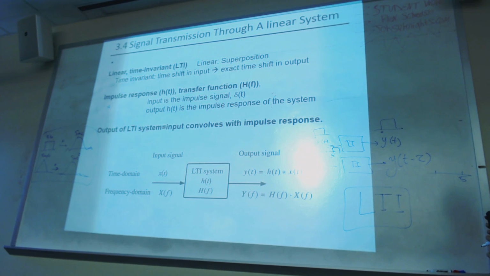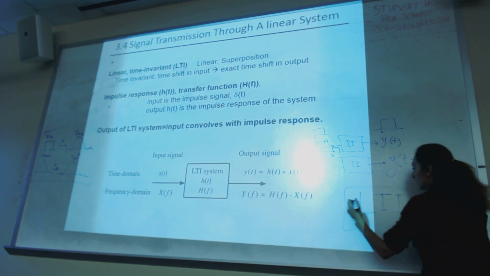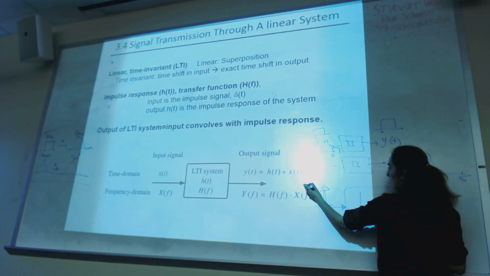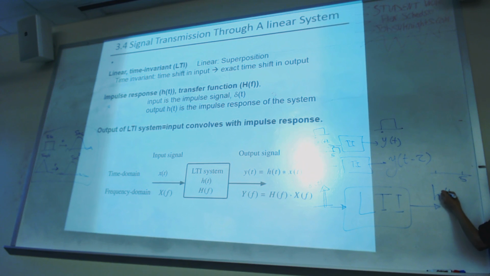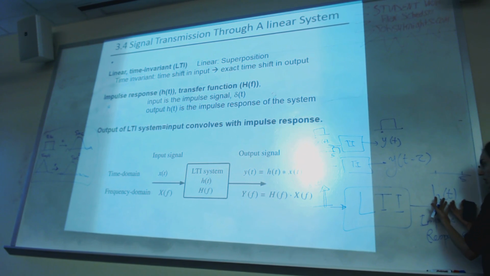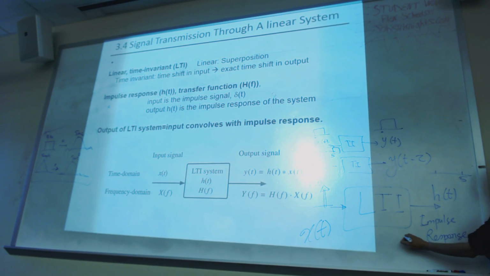Linear time invariant systems. And what is really interesting about LTI systems is this: if you just apply an impulse delta of t to the system and look at the output, call it h of t, the impulse response. If you have this information, h of t, then for any input, I can give you the output by just convolving x of t with h of t.